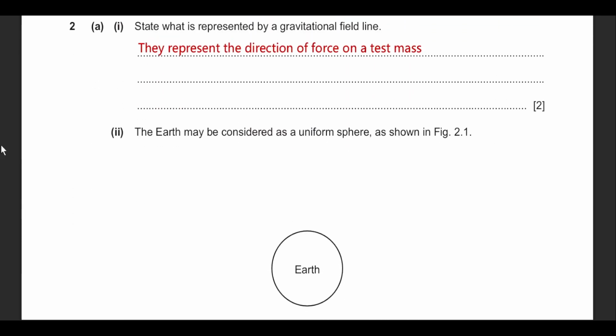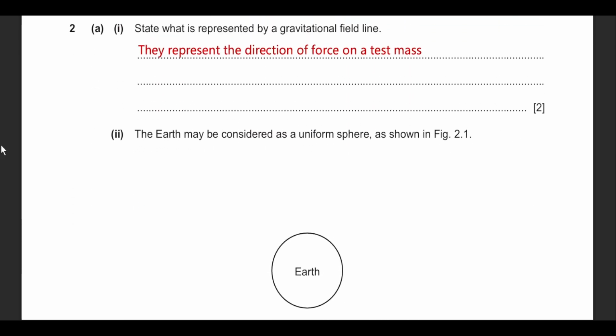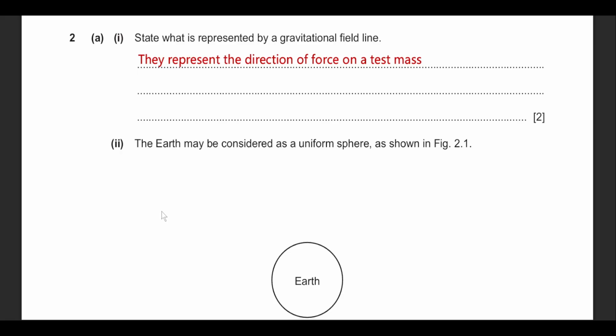Okay. Question number 2. The first definition is about gravitational field lines, which represent the direction of force on a test mass. This is interesting. A test mass idea is simply demanding that whatever gravitational object you want to test the gravitational field of, the other mass should be on the outer side. And what will happen to this mass? It is going to get attracted. So if you place that mass here, it will be attracted. If you place the mass here, it will be attracted.